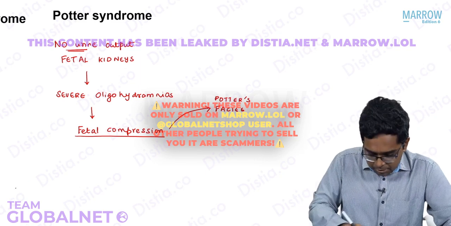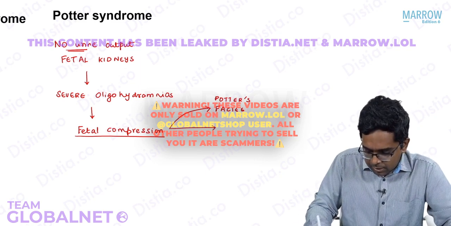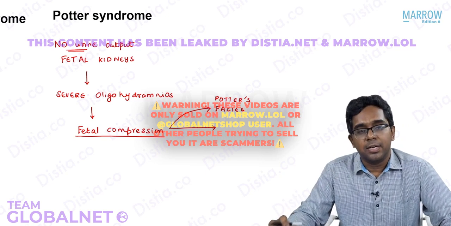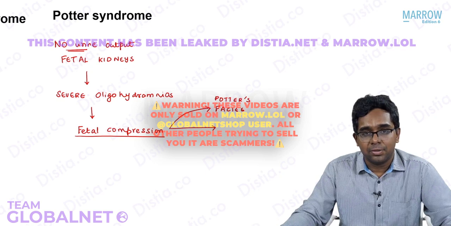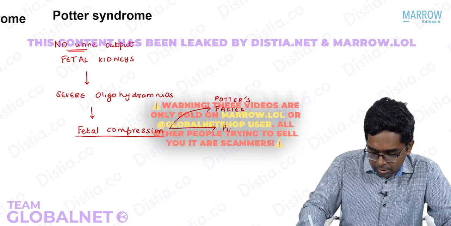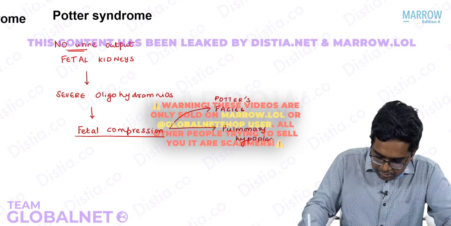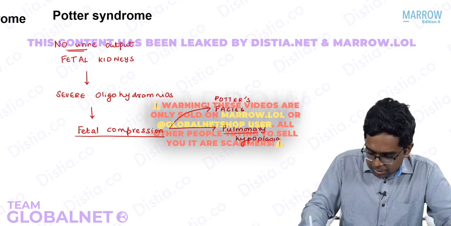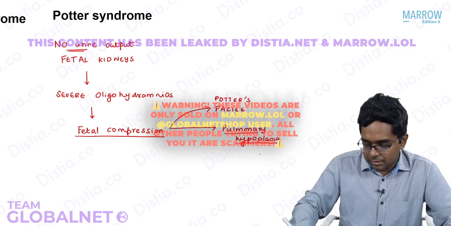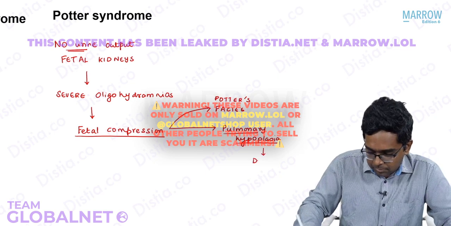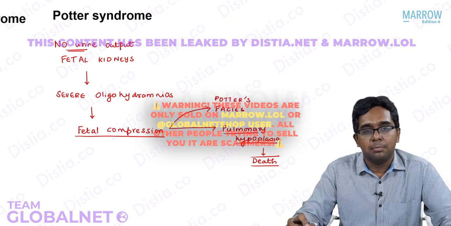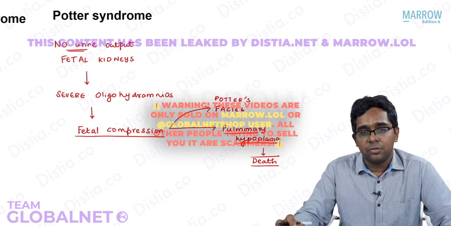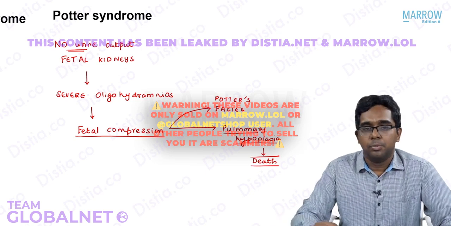Think of compression of the fetus. As a part of it, the thorax is also getting compressed. So the lungs cannot properly expand inside the thorax. This results in pulmonary hypoplasia. And please remember, if the pulmonary hypoplasia is severe, this results in death of the baby soon after birth. That is why most cases of Potter syndrome are not compatible with life. The reason for death is severe pulmonary hypoplasia.